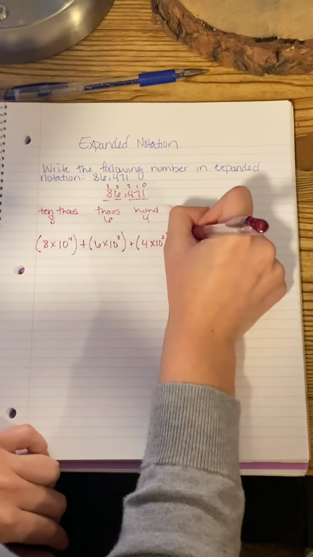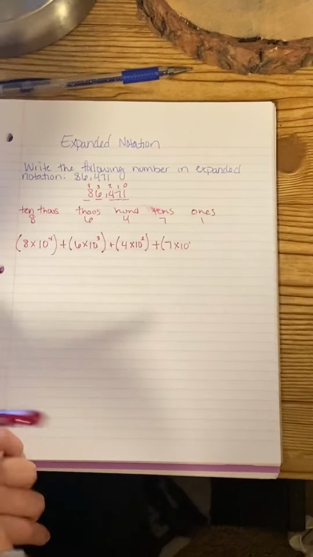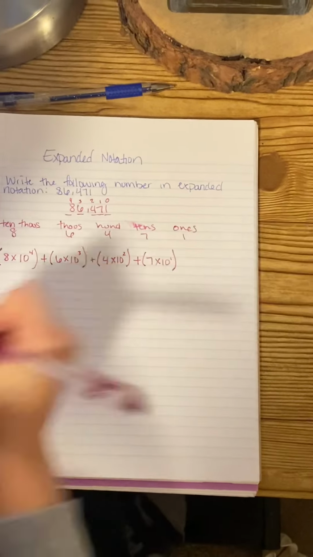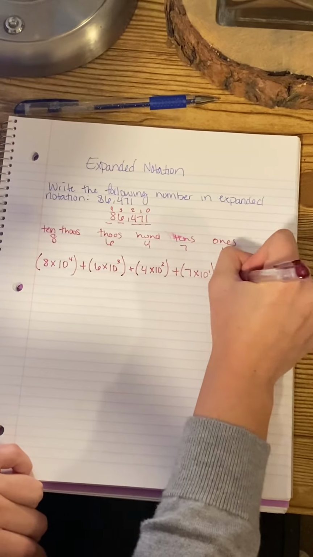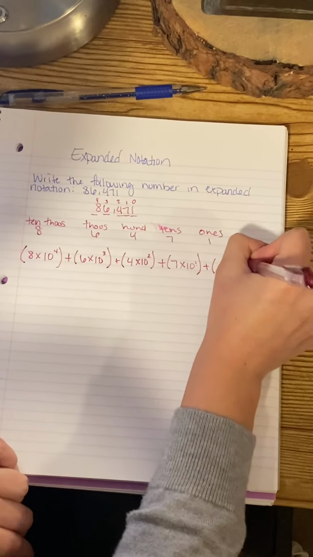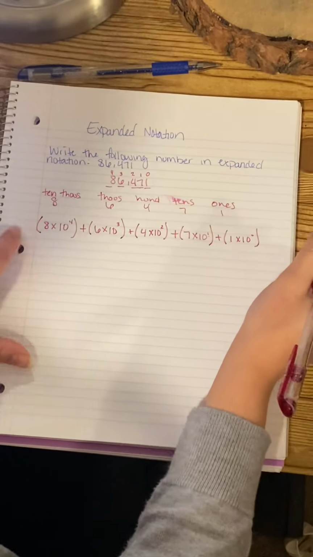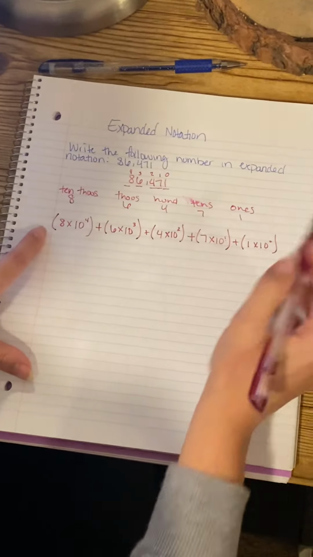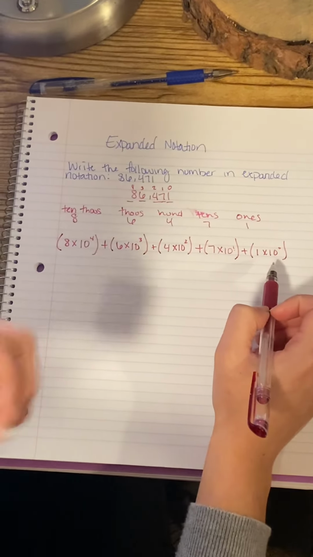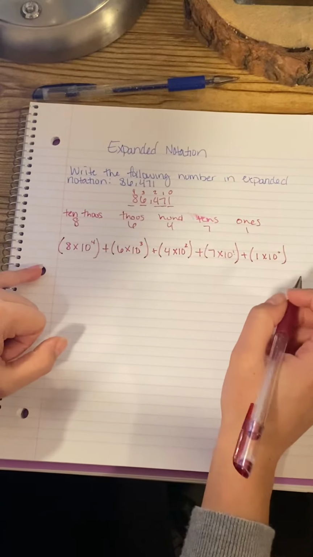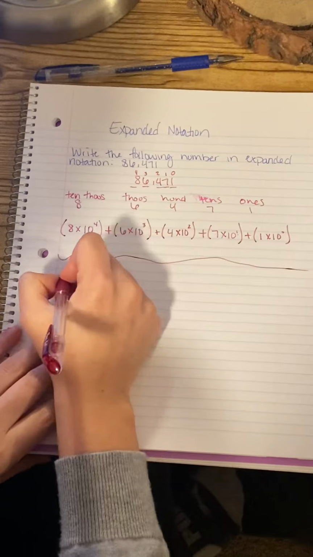And then we have a 7 in the tens place, multiplied only by 10 to the 1. And our last one, 1 times 10, and that one has a 0 in the exponent. And this is the way that we have our expanded notation, writing a base 10 number. There are other ways you can do it.